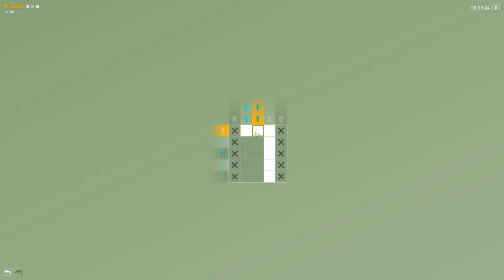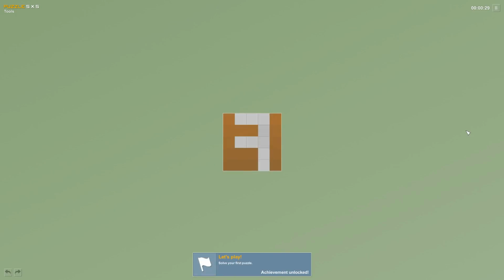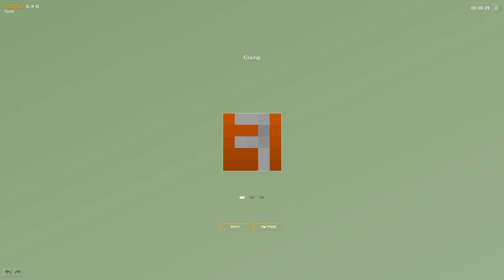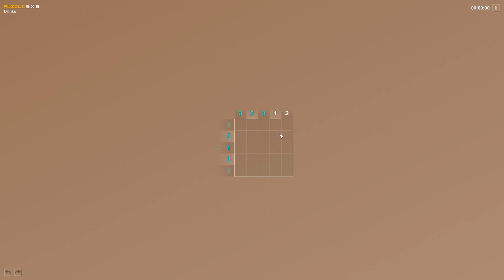So this one says 3, so there's going to be 3 tiles flipped over here. And then there's going to be 3 here. And then there we go. We completed our first puzzle. So what is that supposed to be? A clamp. Kind of hard to tell what the pictures are supposed to be because it's very minimalistic type pictures. But I guess that kind of looks like a clamp or like a wrench.